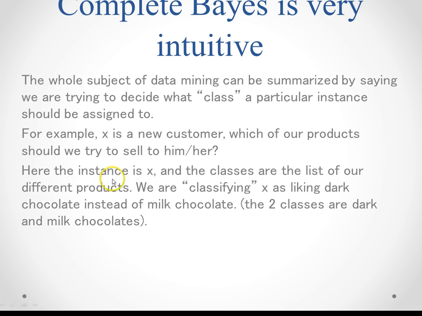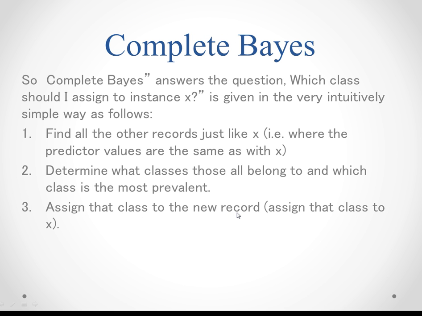Here the instance is X, and the classes are the list of our different products, X being like the new person. We are classifying X as liking, here, dark chocolate versus milk chocolate. So complete Bayes answers the question, which class should I assign to instance X? And the answer is given in a very intuitively simple way as follows. So what's the complete Bayes? This is not the naive Bayes rule. This is the complete Bayes rule. So what is it? What's step 1? You can read it right here. What is step 1?